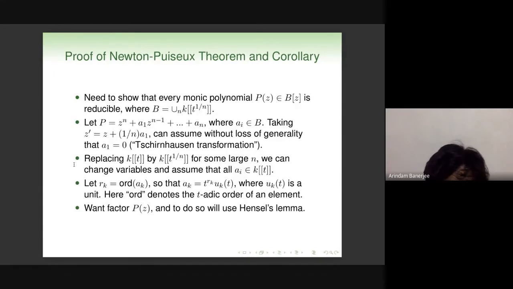And finally, we want to factor P(z). To do so, we'll use Hensel's lemma. Sorry, there is a typo. I meant 1-2 factor. So is this clear? The setup is clear. The transformation we are using, and these notions of order, and why we are doing this. You know, we are assuming these ai's are in k[[t]] and so on. Okay.